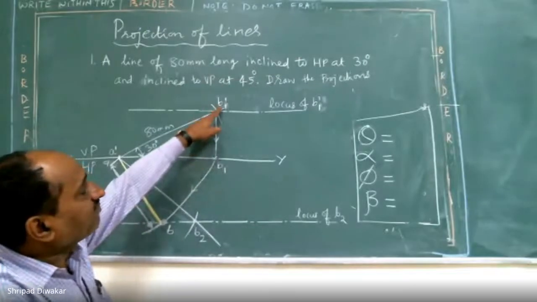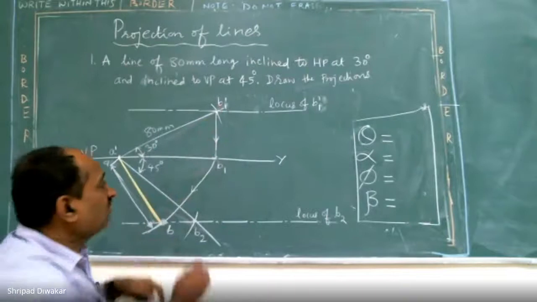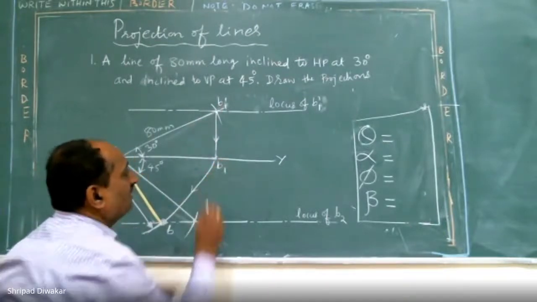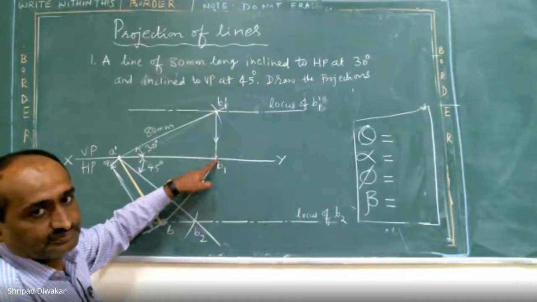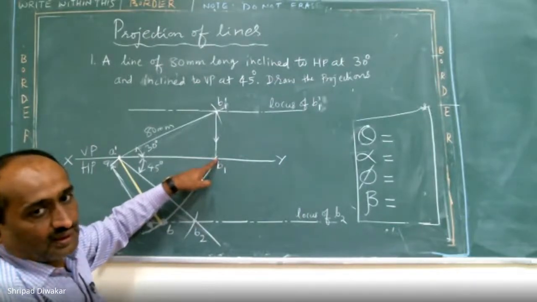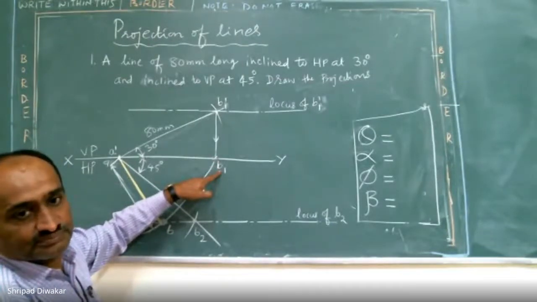Now this is your front view. And how are we going to represent the top view? By the point B1. You have to stop here only, up to here, and mark that point as B1. Understood?